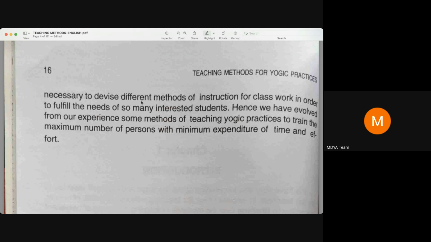So in our present times, the scene is very much different from the ancient times. Hence we have evolved from our experience some methods of teaching the yogic practices to train the maximum number of persons with minimum expenditure of time and effort.